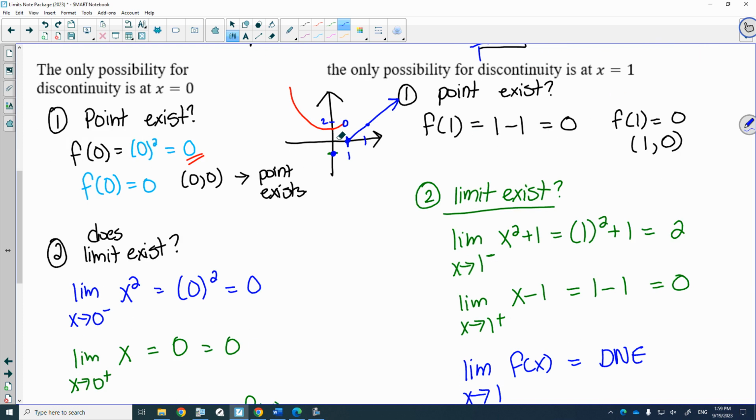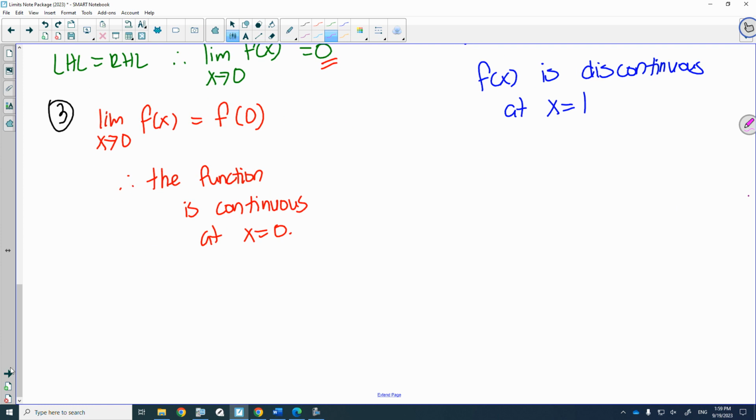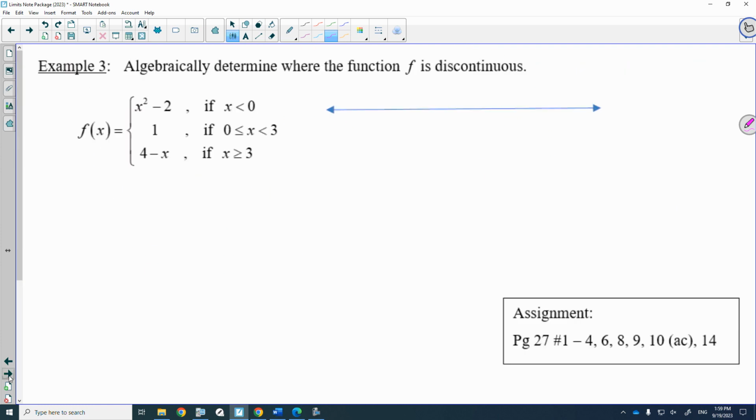Okay, the point exists at 1. This is my point right there. The point exists. There is a left-hand limit. It's 2. There is a right-hand limit. It's 0. But the limit doesn't exist because the left-hand limit doesn't equal the right-hand limit. The function is discontinuous at 1. This is a jump discontinuity. Okay, let's go even more complex, and then this is as complex as we would get.